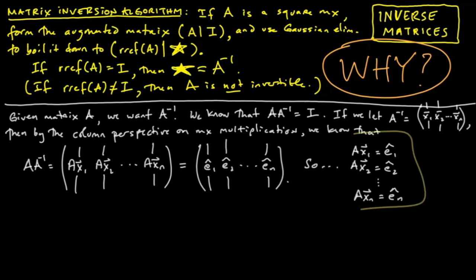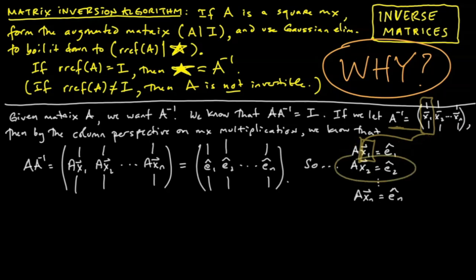Because look at what we've got. These n equations, well, those are really n systems of equations. And we know how to solve systems of linear equations. So for example, if we solved this one, we would figure out what is x1. And x1, don't forget, is the first column of our inverse matrix that we're trying to construct. So we could solve that system and we would have the first column of our inverse matrix.